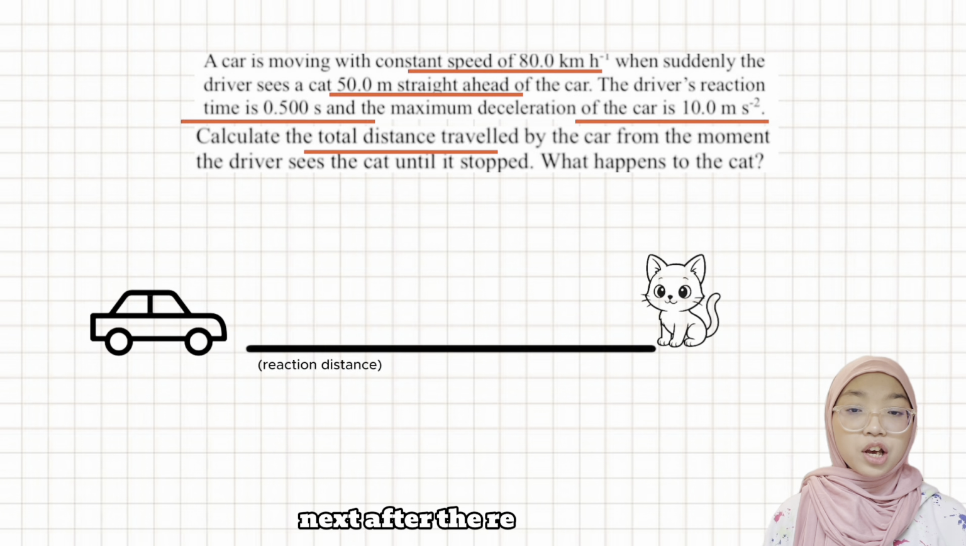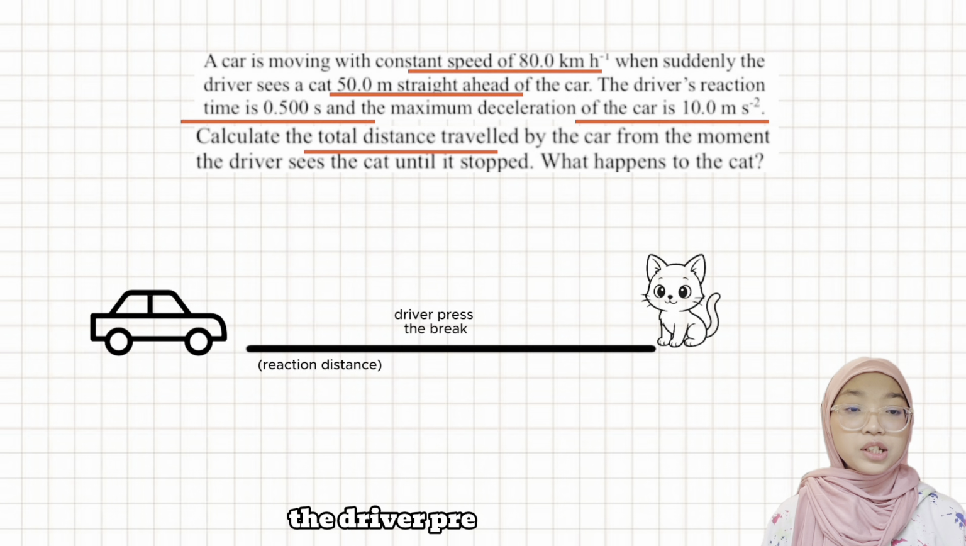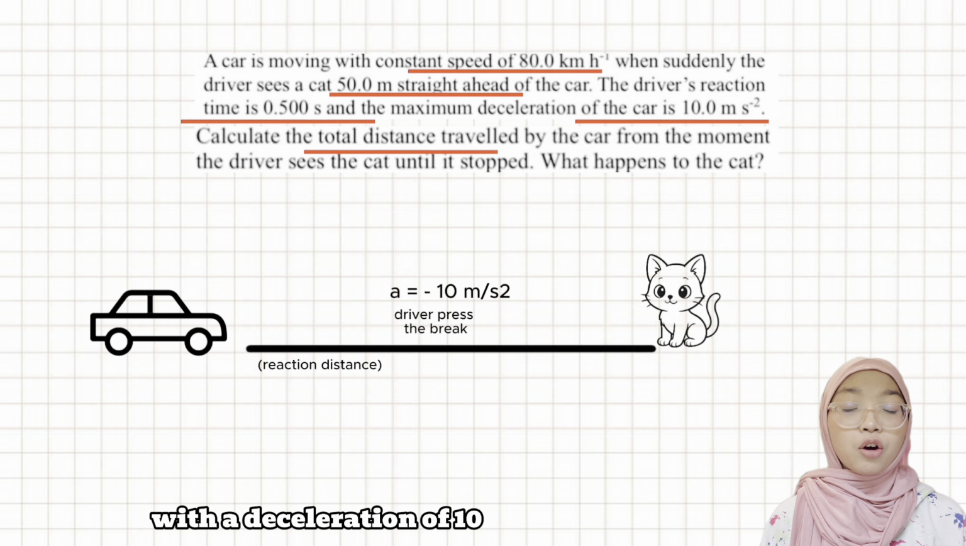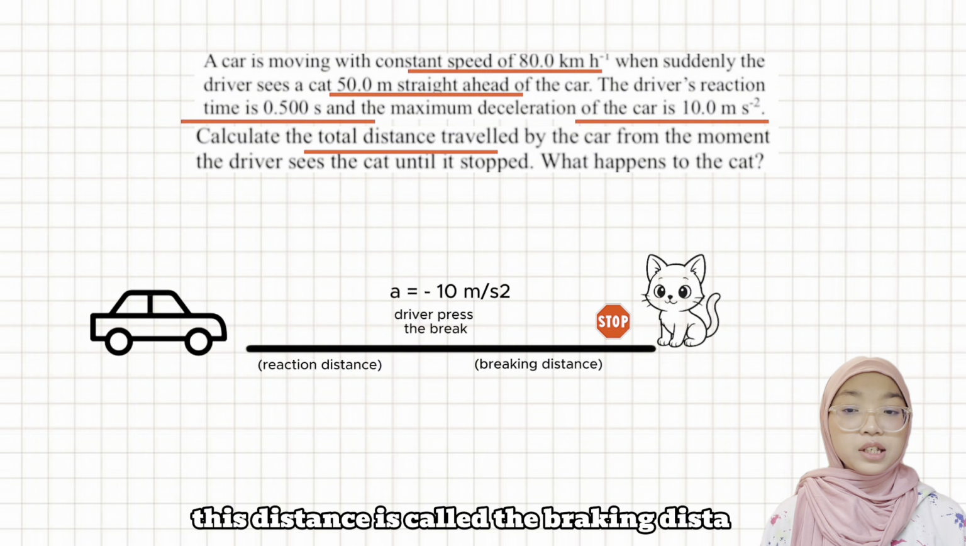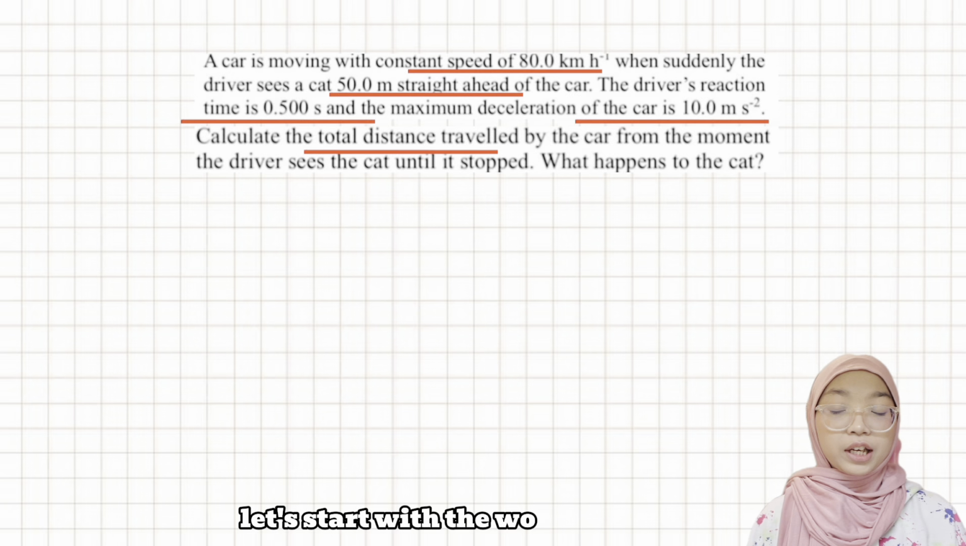Next, after the reaction time, the driver presses the brakes. Now, the car starts to slow down with a deceleration of 10 meters per second squared until it stops. This distance is called the braking distance. Let's start with the working.